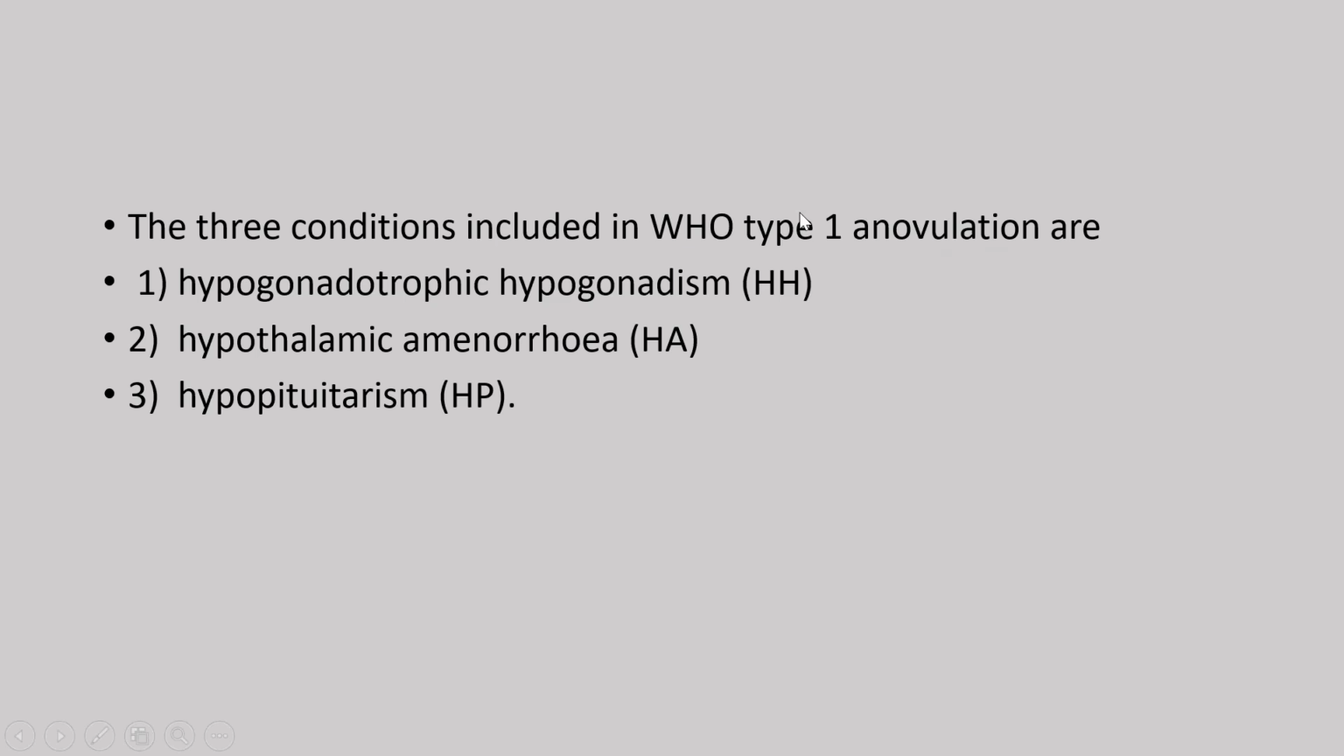Now the WHO type 1 anovulation, we now know, is predominantly because of causes at the hypothalamus or the pituitary. Basically these are classified into three, that is hypogonadotropic hypogonadism, HH. From this they have separated two different categories: hypothalamic amenorrhea, which is predominantly because of hypothalamic causes, and hypopituitarism, which is because of organic causes of the pituitary. Although there is an overlap, these categories have been separated. We'll go through all three categories one after the other and see the different presentations.